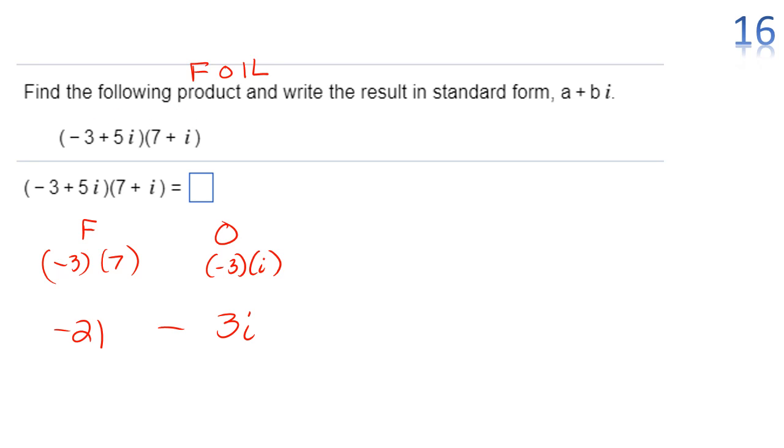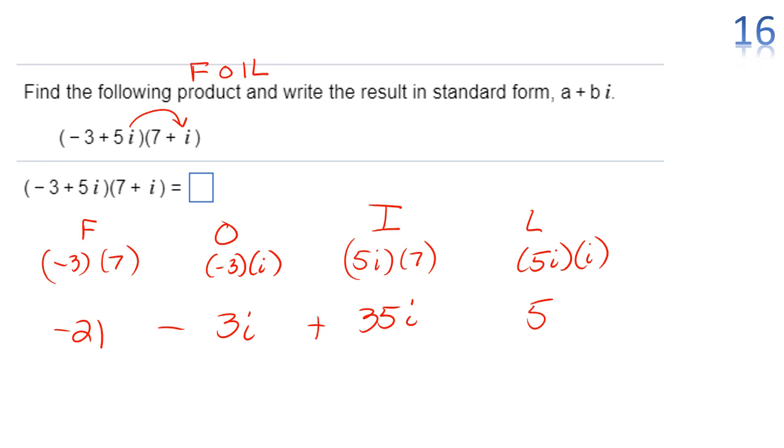Now we'll go to the innermost terms. 5i times 7 is 35i. Since it's positive, I'll put a plus, and that's the innermost terms. Last but not least, I'll multiply the last terms. That would be 5i times i, which is 5i squared. And I'll again put a plus sign. Now, if you notice, we have like terms in the center, so combine those. That will give me 32i.